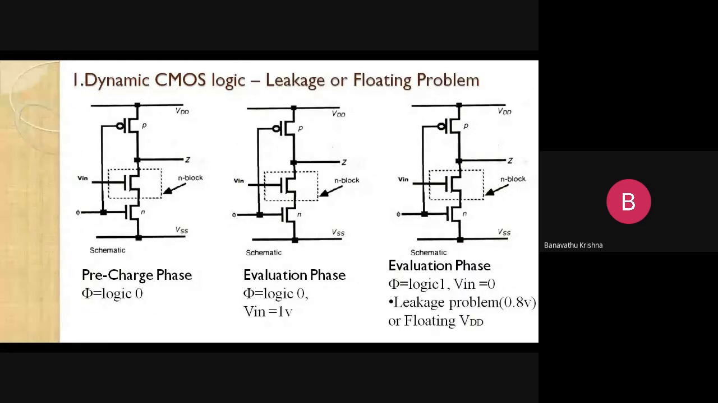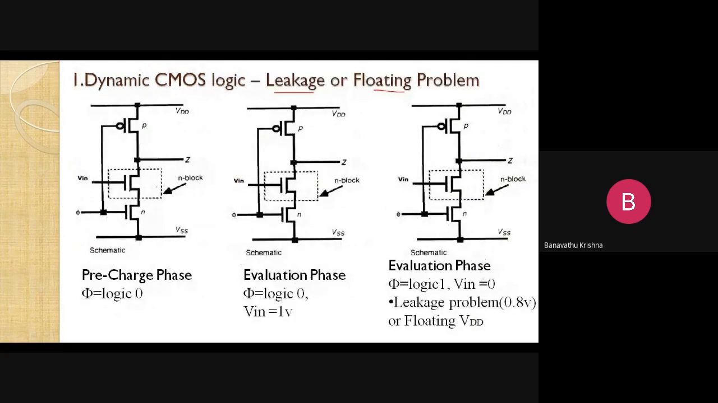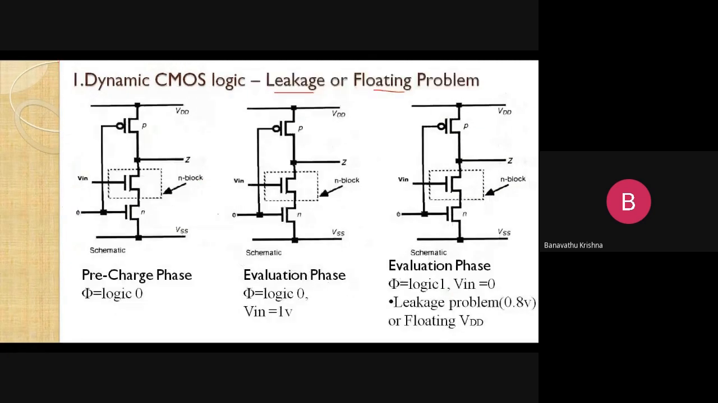So the first problem in dynamic CMOS logic is the charge sharing problem. The charge sharing problem is also called the leakage problem or floating problem. How does it happen in this case, the leakage problem or floating problem, right? So I want to change this circuit diagram like this for easier understanding. I want to change the diagram in this way, right?